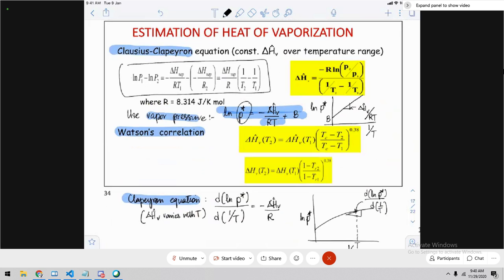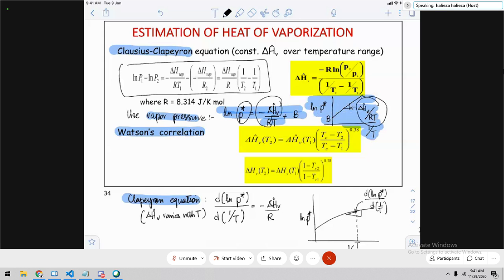The natural log of vapor pressure is equal to negative the latent heat of vaporization divided by the gas constant times temperature, plus B. So you need to plot the graph. When you plot the graph, you will get a straight line. So this is your graph. After you plot it, you get a straight line. The straight line will have a slope. That's the slope.